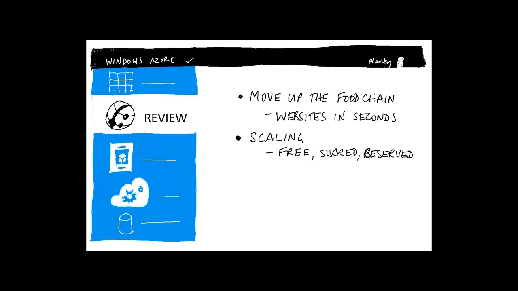We then talked about scaling, and remember there's 3 modes. There's free, there's shared, and there's reserved. Reserved is the only one which gives you total isolation, because you get your website on a VM that you own. Shared means you can scale out, but you have to pay for it. And then free is completely free, but you only get 1 instance. You can have up to 10 websites, but those 10 websites are separate URLs. It's not as if you get 10 free websites that you can connect to a load balancer.